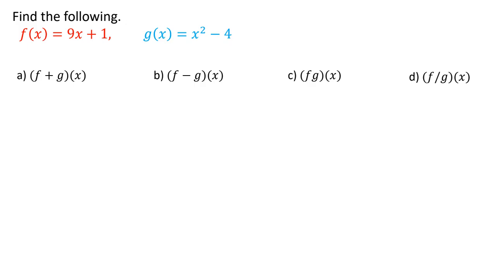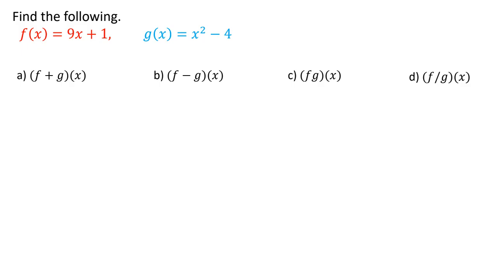Let's do basic operations with functions. So they're giving me two functions. In red here is function f of x, which is 9x plus 1. I have a function here in blue, which is called g of x. It's x squared minus 4. And they want me to do basic operations with it. So for the first one, A, they want me to do f plus g of x. That's how I read this. But basically what they want me to really do is add function f with function g.